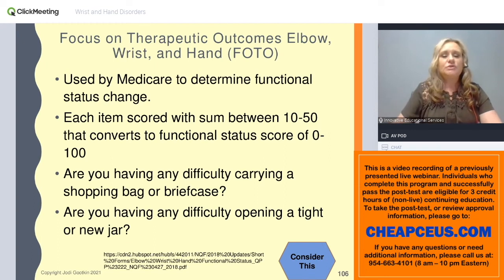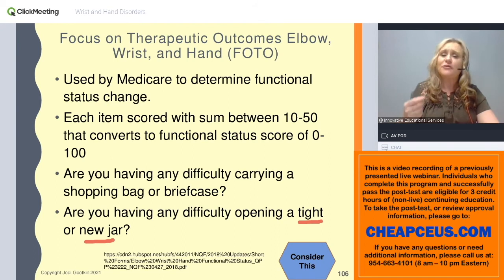It's going to utilize several different items that are scored. The patient will answer questions rating the functional tasks as extremely difficult, they're unable to do them, or they have a low level of difficulty or no difficulty performing them. Not only lifting and carrying things, it's going to be very specific in what it asks. Not, do you have difficulty opening things? Can you open a tight or new jar?